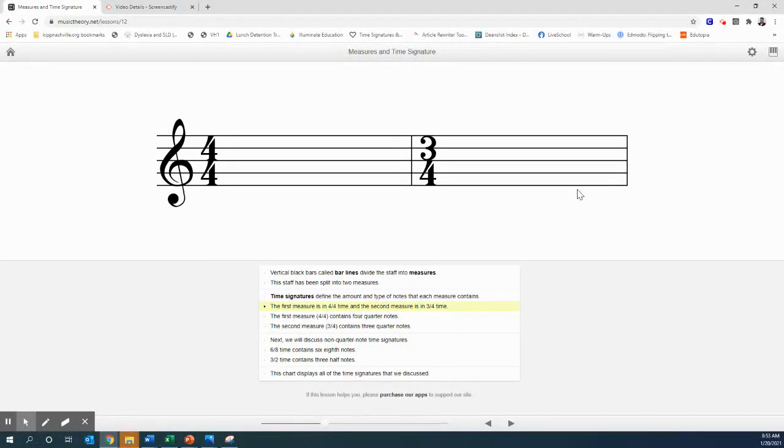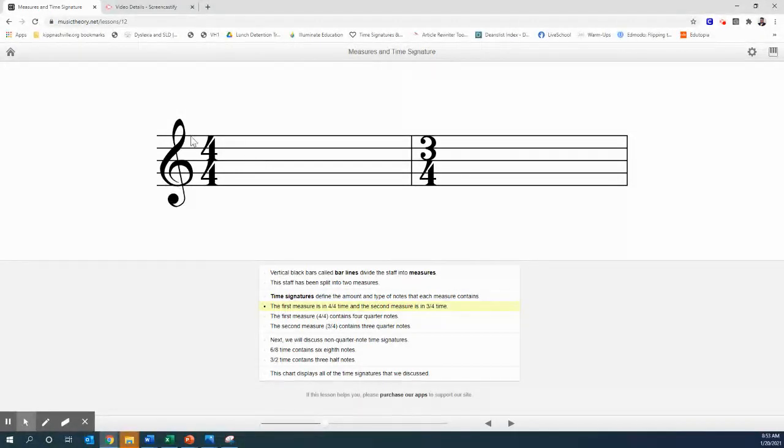The first measure you see right here, like I said before, we have two measures. The first measure we have right here is 4 4. That's how we read that. The second measure we have is 3 4. So what do these numbers mean, Mr. Brown? I'm so glad you asked.